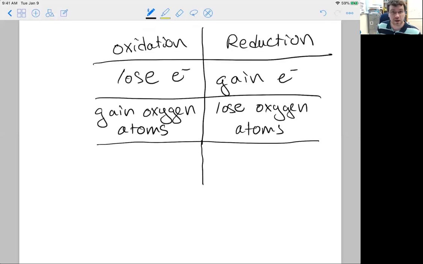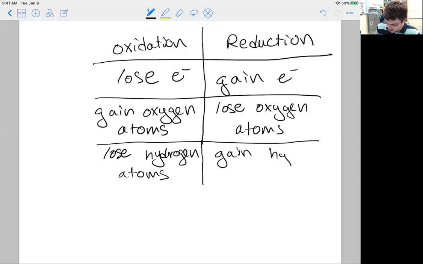And there's a third definition I want us to keep in mind, and that results from the hydrogen count. So in oxidation processes, you can also lose hydrogen atoms, whereas reductions would gain hydrogen atoms. So in each of these three definitions, one involving pure electrons, the other one involving oxygen atoms, and the third one involving hydrogen atoms, we see that oxidation and reductions are opposite in each case.